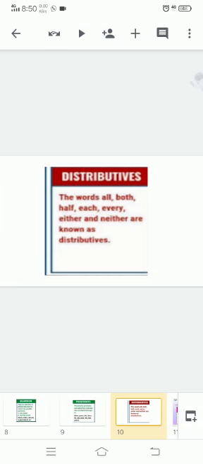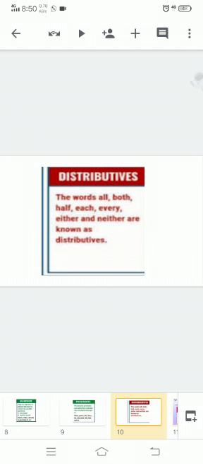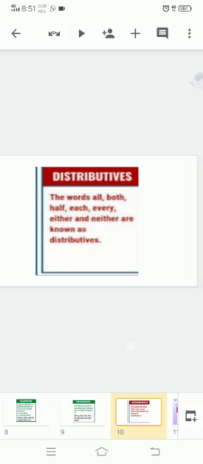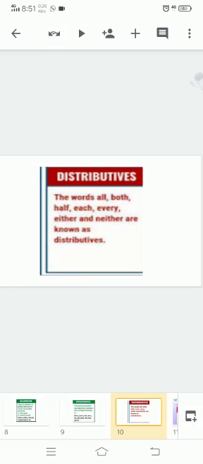Examples: each boy came forward to help the villagers. Neither of these men can run fast. Both of us like the heels. Can I have another pen? Most people believe in God. There are several reasons behind this existence. Many examples you have. Okay, so this is clear to you about distributives: the words all, both, half, each. You know why they are called so, because they determine a group or an individual within a group only.